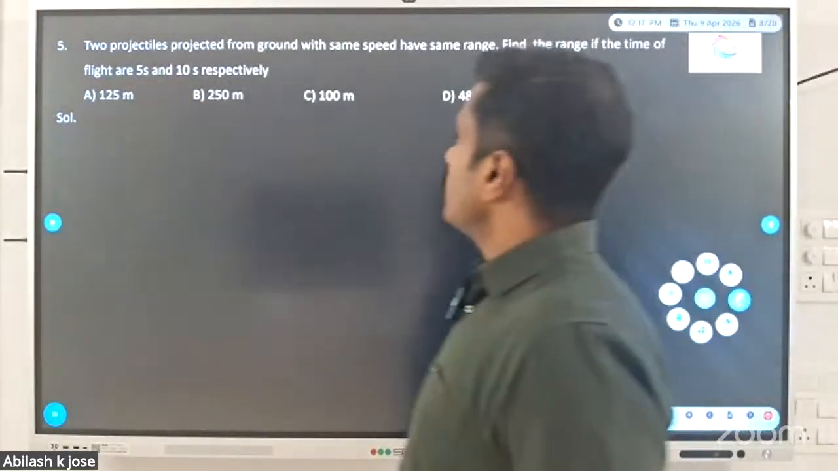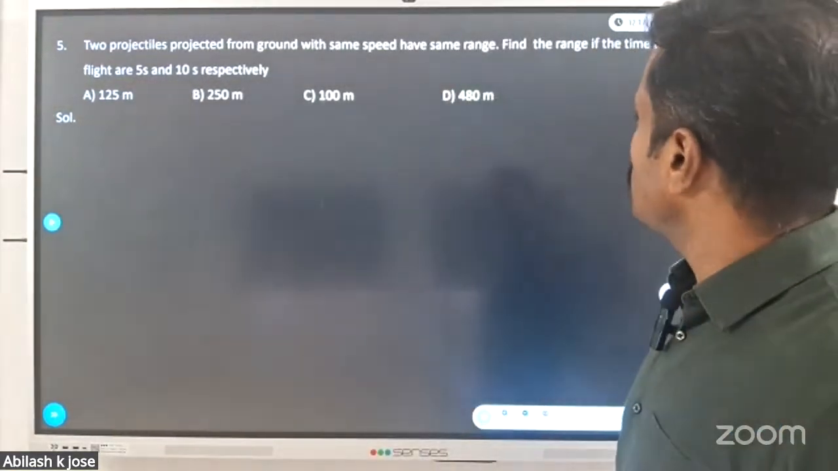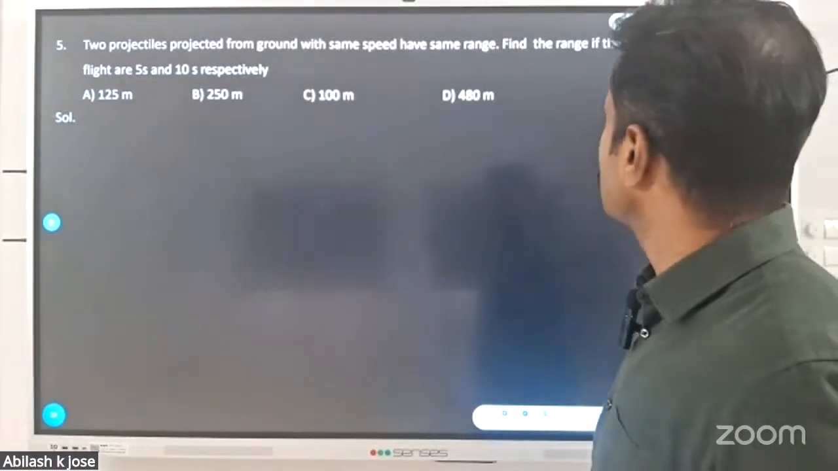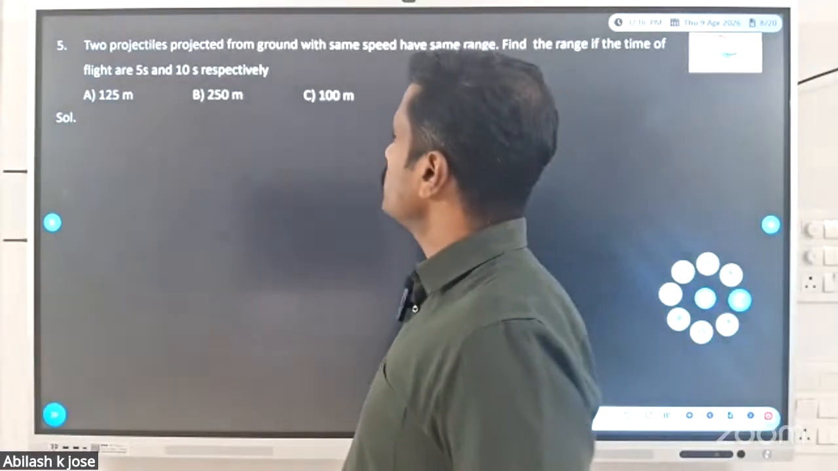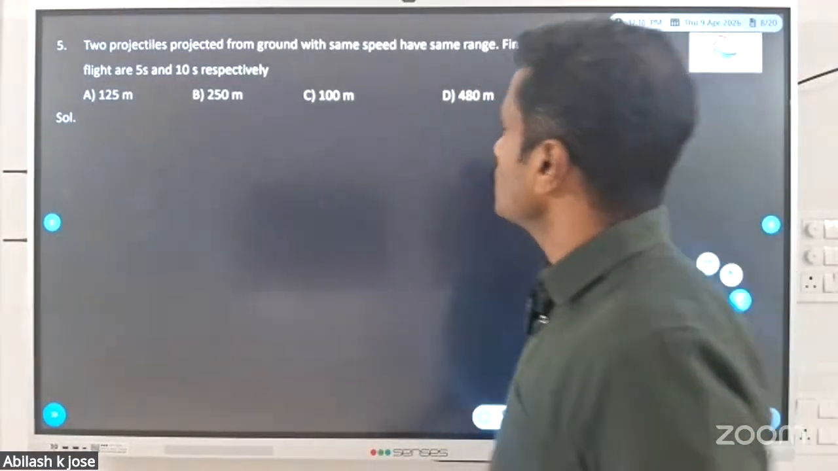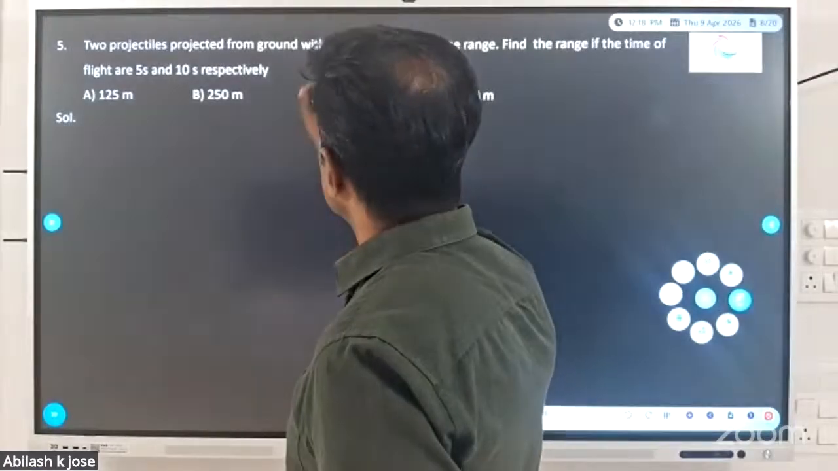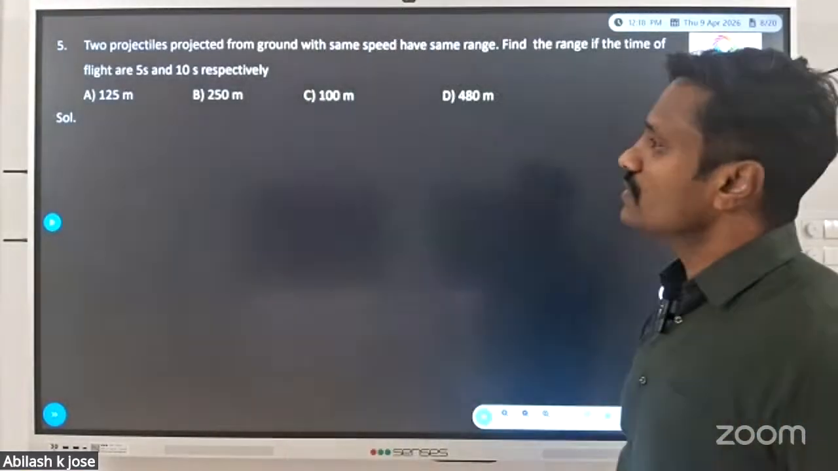Here is question number 5. Two projectiles are projected from the ground with the same speed and have the same range. Find the range if the times of flight are 5 seconds and 10 seconds respectively.